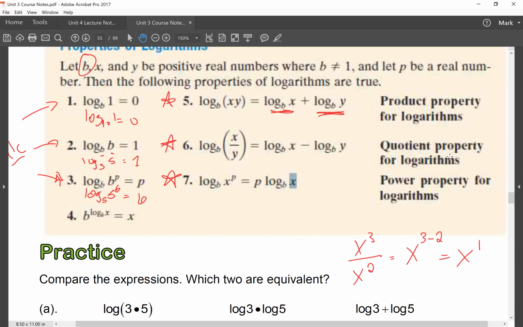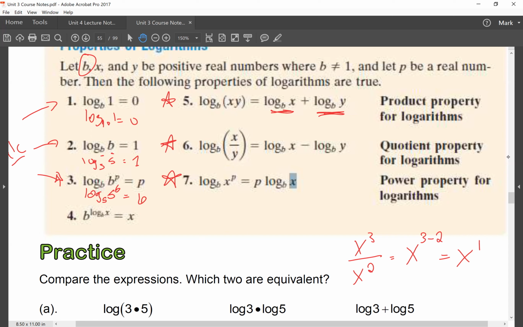Rule 7 is one we use a lot in advanced chemistry and physics courses. If you have an expression, like log base b, and I'm going to show you examples of all of these, log base b of x to the power of p. One cool property of logarithms, and we're going to practice this today, is you can take this p and move it in front, and it will be equal to the same thing.